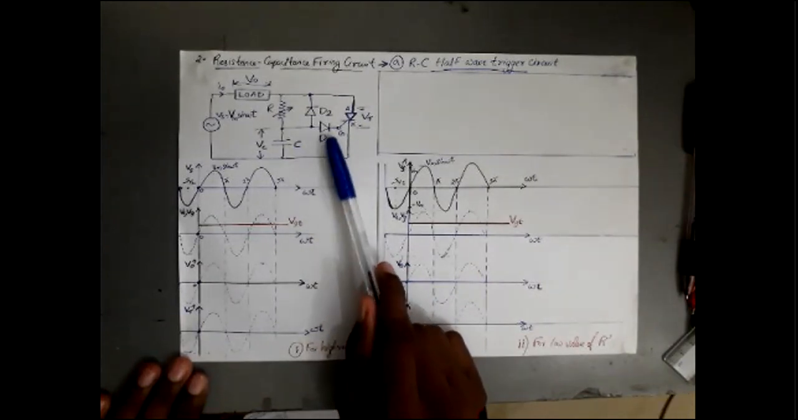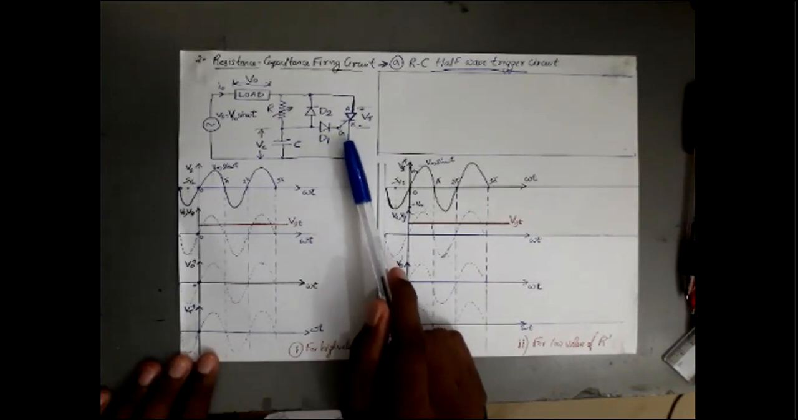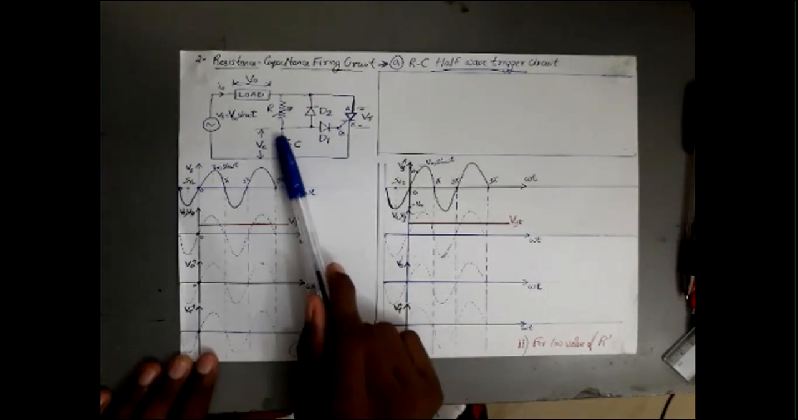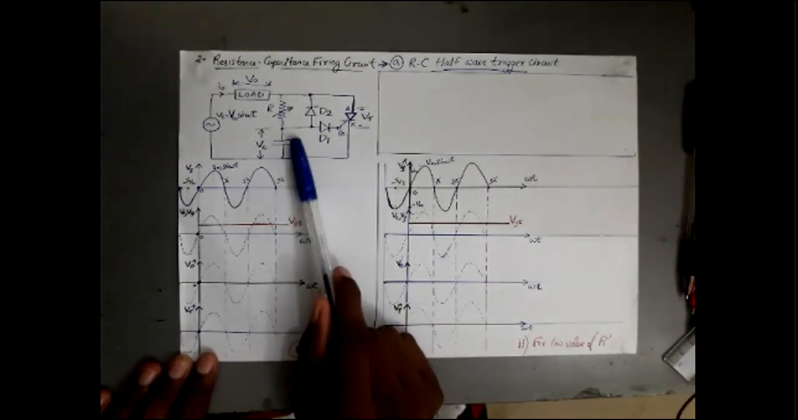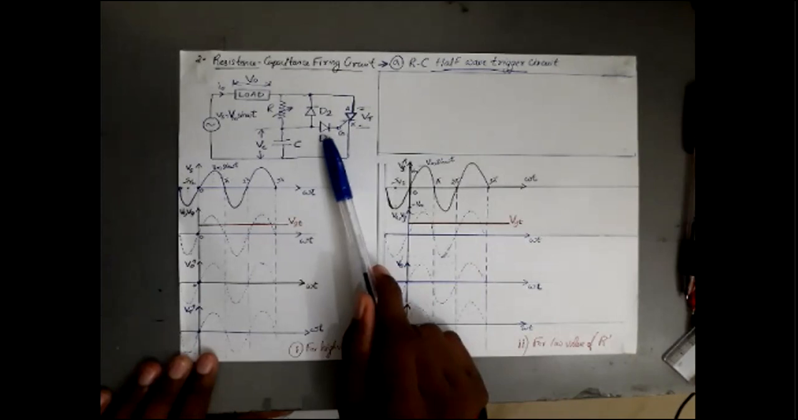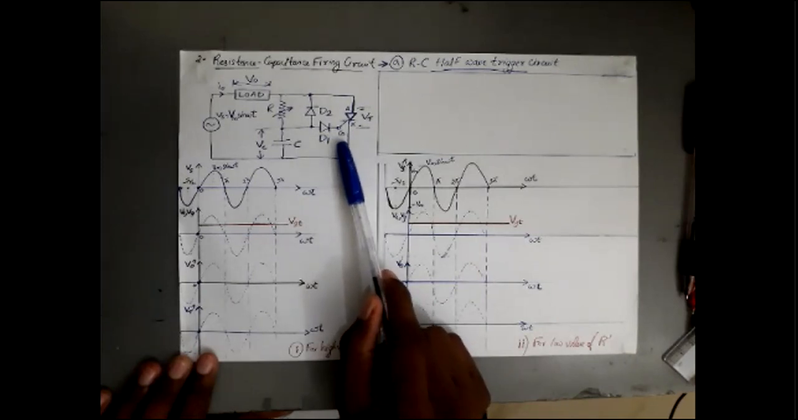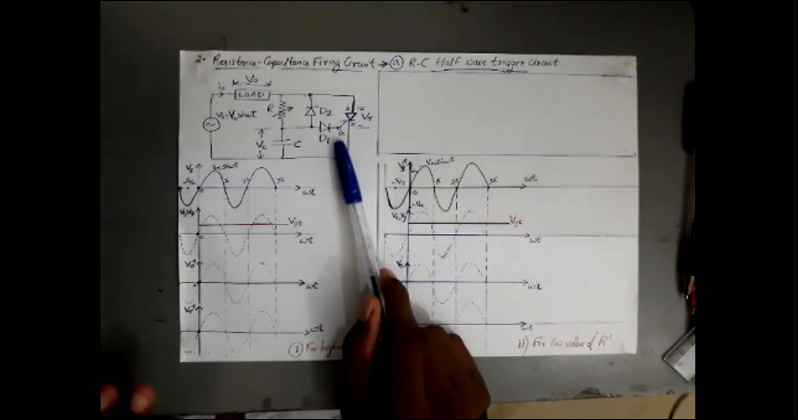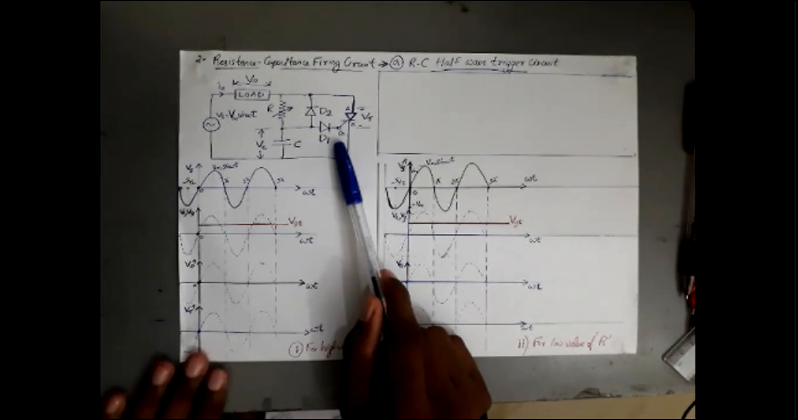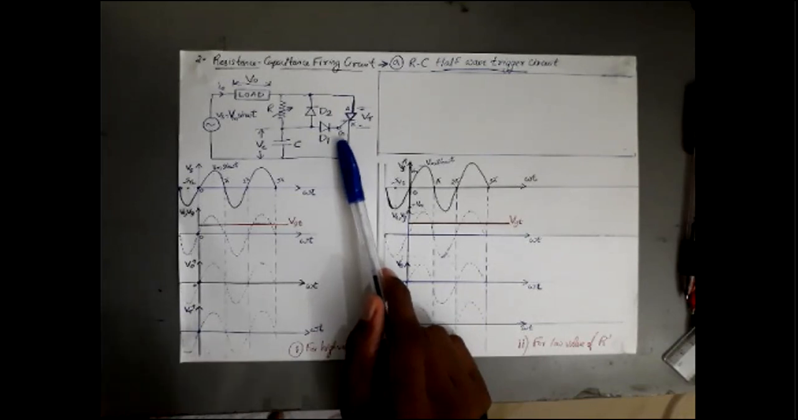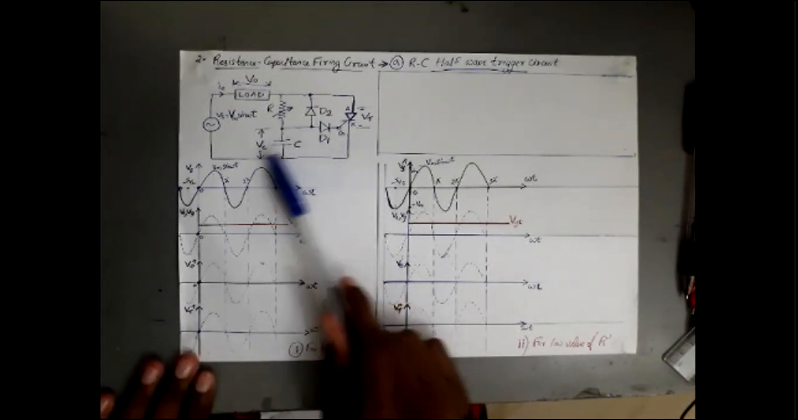Due to the presence of D1, voltage will not appear across the gate and cathode terminals. Only when my VC is positive, that voltage will appear across the gate and cathode circuit. So it acts as a gate voltage. And that is the basics of this RC firing circuit, that is, the RC half wave trigger circuit. And now let us see the circuit.